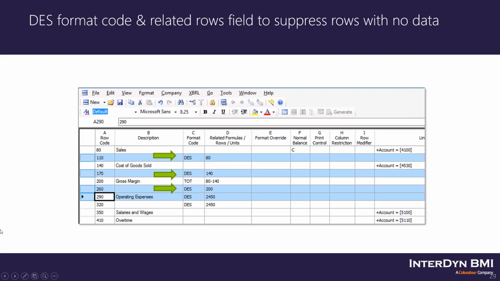You can do this with DES lines, and you can do those with underlines as well. And it's a nice way of being able to get your report to clean up so that when you generate it, you don't get extra spaces, you don't get extra underlines, you don't get descriptions that are not describing anything because the rows underneath it were all 0. Okay?